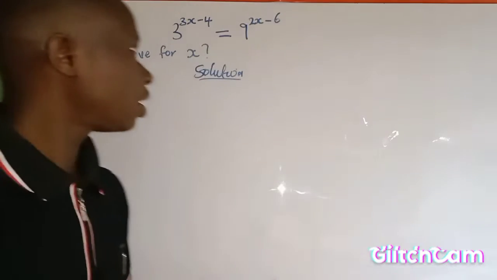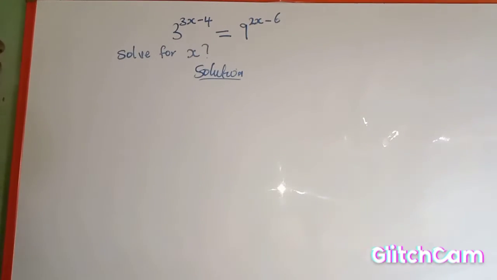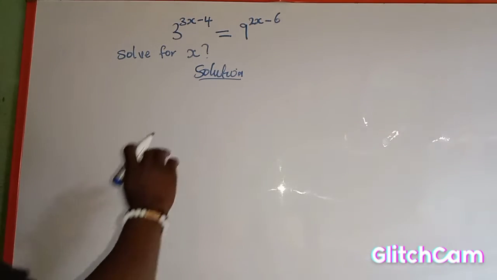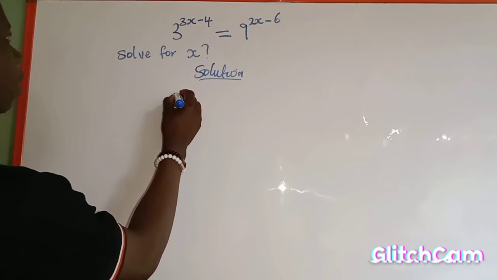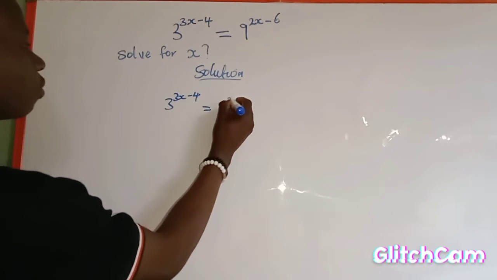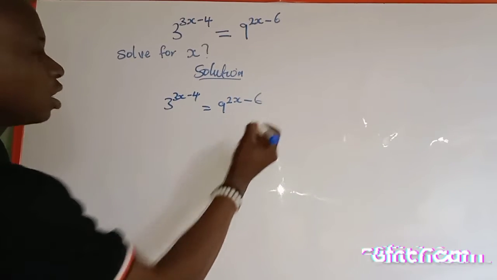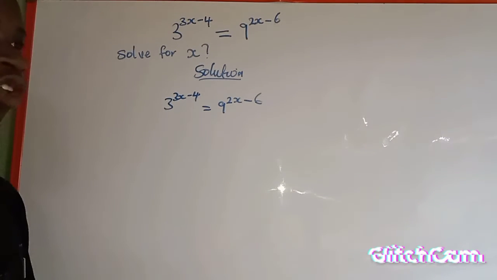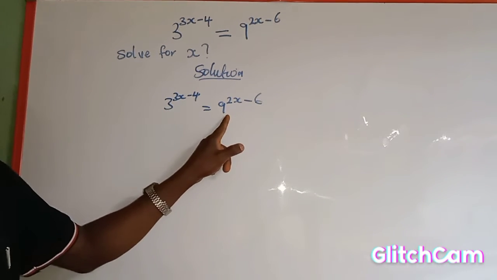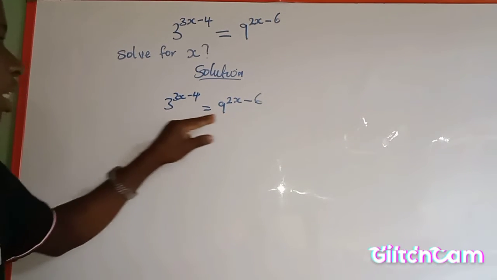So the question says 3^(3s−4) = 9^(2s−6). If you are given an exponential equation in this form, you must ensure that the bases are equal. If you look at the bases, you have 3 here as a base and 9 here. So we must ensure the bases are equal.